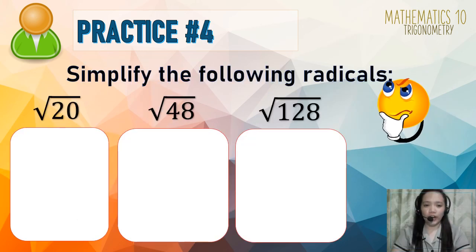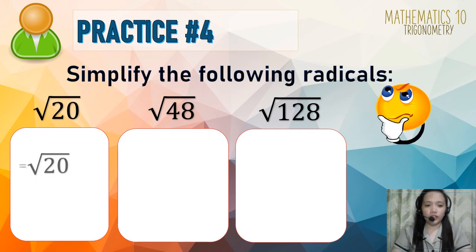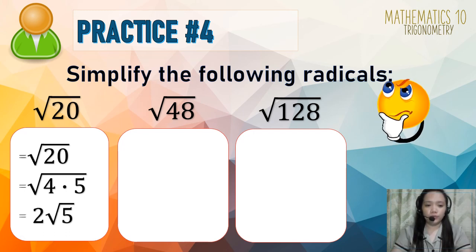Practice number 4. Simplify the following radicals. Let's start with the square root of 20. We all know that 20 is not a perfect square. So, let's find factors of 20 wherein one of those factors is a perfect square number. So, we get 4 times 5. And now, the square root of 4 is 2, and rewrite 5 inside the radical sign.